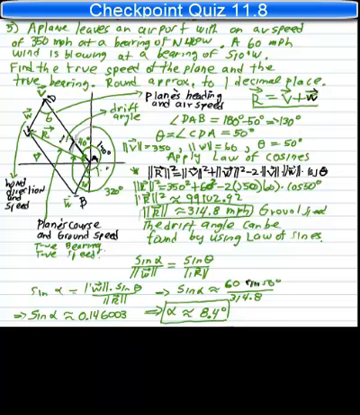We want to find the bearing of that plane. Well, the bearing is going to equal 40 degrees plus alpha for the total of 48.4 degrees. The bearing is 48.4 degrees west of north.